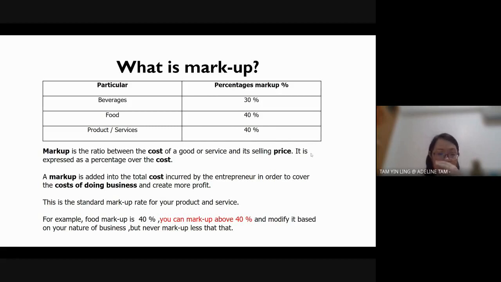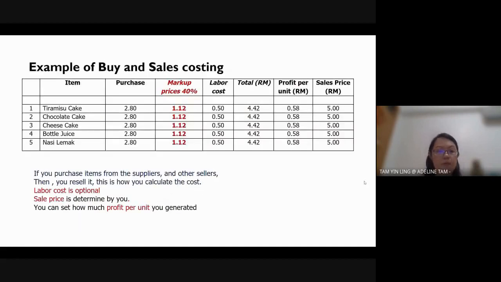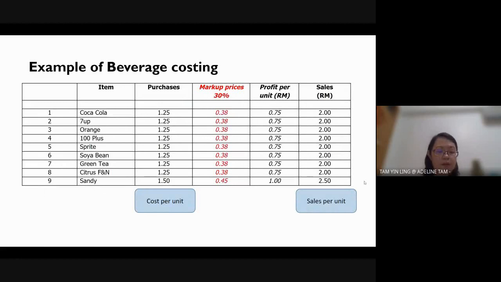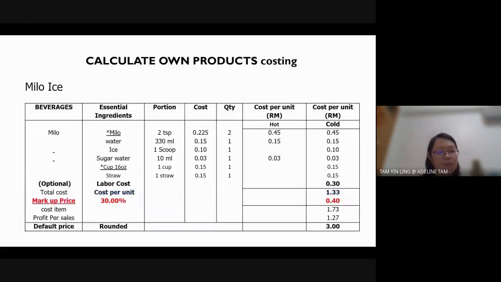Markup is just the difference between cost and price. So this is the example. You can have a look in detail. All right, this is another example of marking up. So when you do your product costing, remember you have to calculate all the costs. For example, if you want to make a Milo ice, then what should you include? Sugar, Milo, water, ice, cup, and all those.